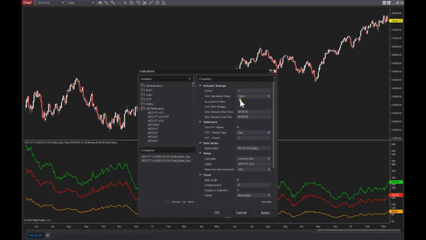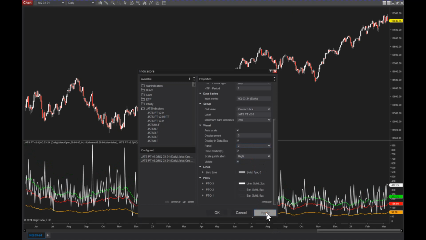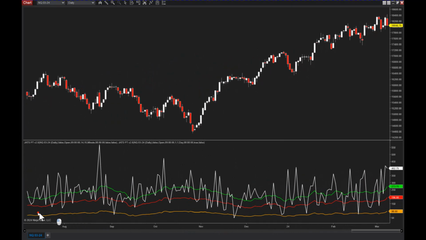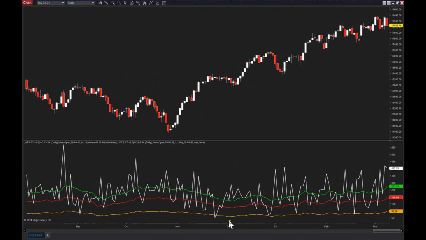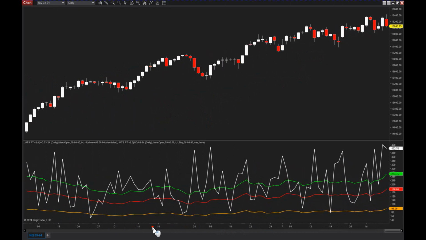So day 1 period. I'm only showing the PT3, but I colored it white so we can see it when I put it on top of the other indicator and hit apply. There we go. So now we can see the 1 period on top of the daily distribution.